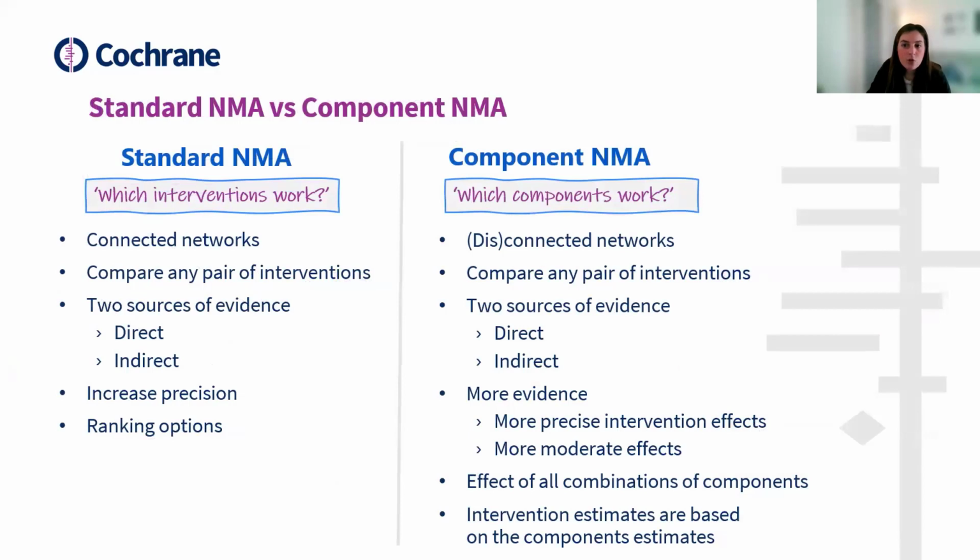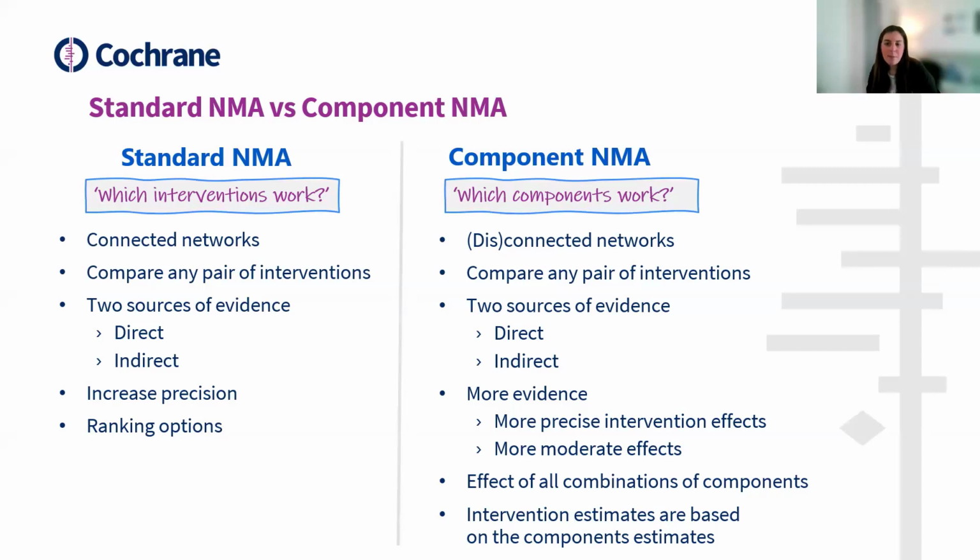So network meta-analysis focuses on which interventions work. It can be applied only to connected networks, and we can compare, as we said before, any pair of interventions, even if these interventions have not been directly compared in head-to-head trials. We have two sources of evidence, direct and indirect evidence, and this is the reason we have increased precision in our effect estimates, and we also have some ranking options. In component network meta-analysis, we can analyze both connected and disconnected networks. Again, we have the benefits of network meta-analysis, but we also have more evidence, which leads to more precise intervention effects and more moderate effects.